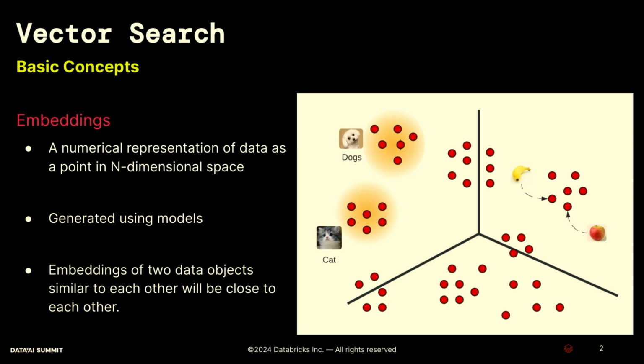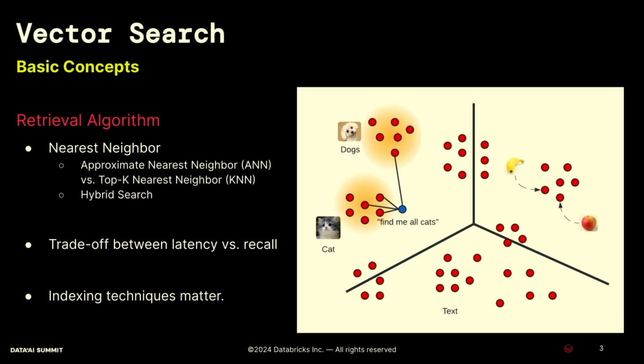For example, if you have a model that takes text and converts it into points, cats and dogs will be similar and will be closer to each other in that space, and so will banana and apple. And this makes it very interesting because once you have these embeddings, finding similar objects, finding data points that are similar to a given query becomes a simple nearest neighbor problem. What you have to do is take a query, for example, find me all the cats, convert that into the embedding, the same embedding that you used to convert your data points, and find all the data points that are close to it in the n-dimensional space.